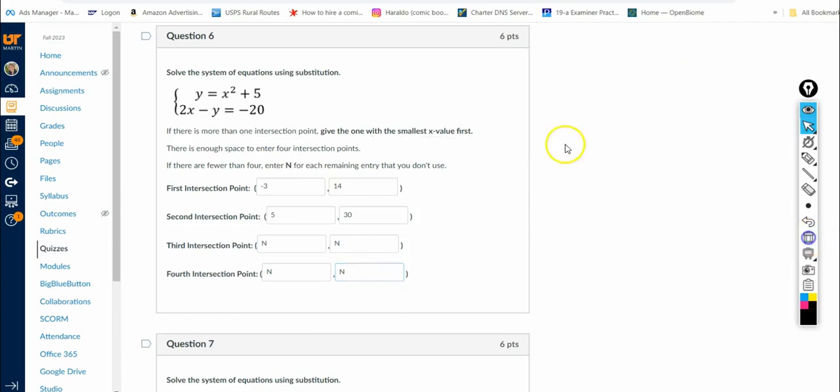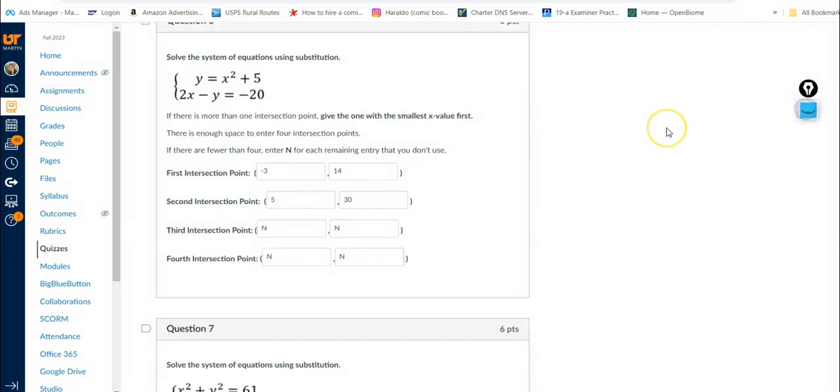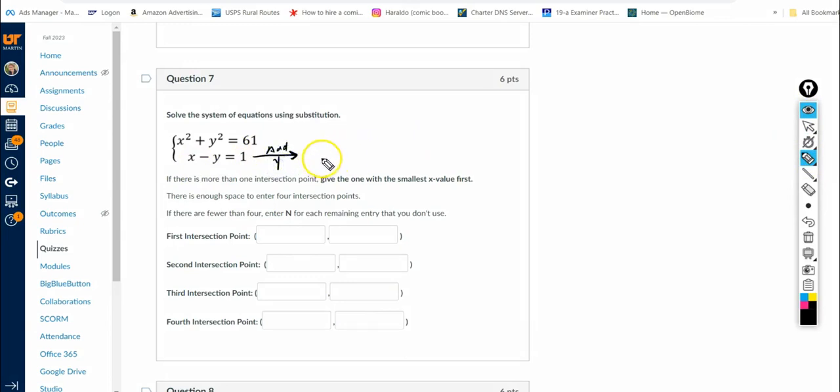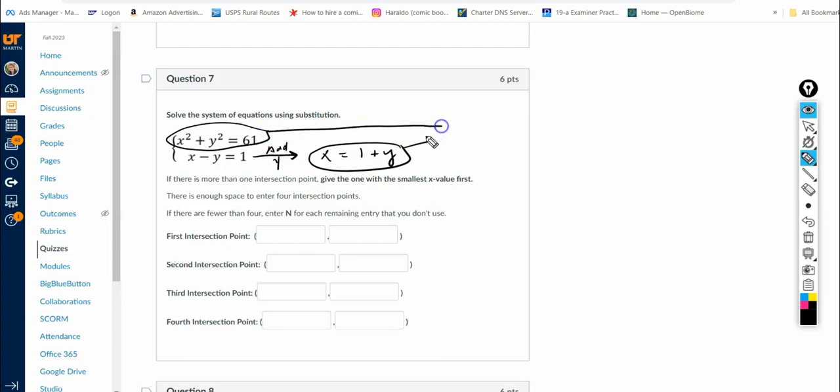All right, I'm done with that one. Okay, let's look at this one. Again, I would use substitution. If I add y to both sides, you get x is equal to 1 plus y. Now if I substitute into the first equation, instead of x squared, I'm going to have 1 plus y, squared.